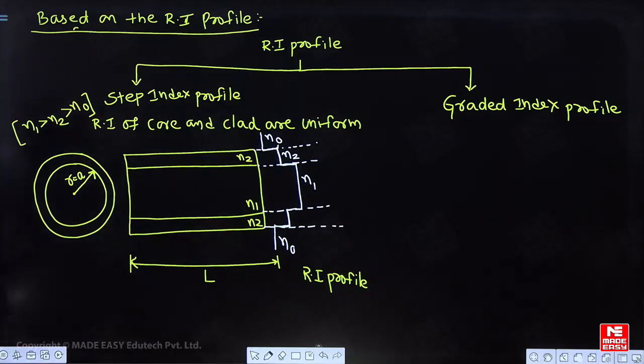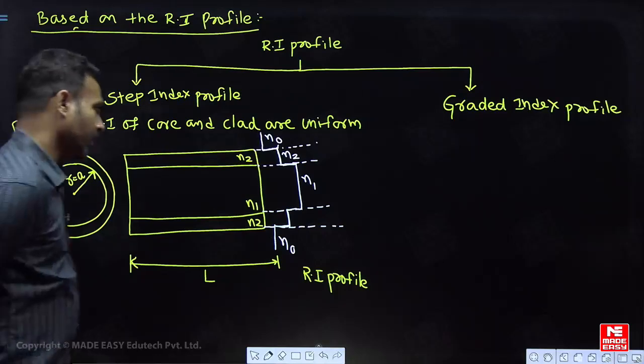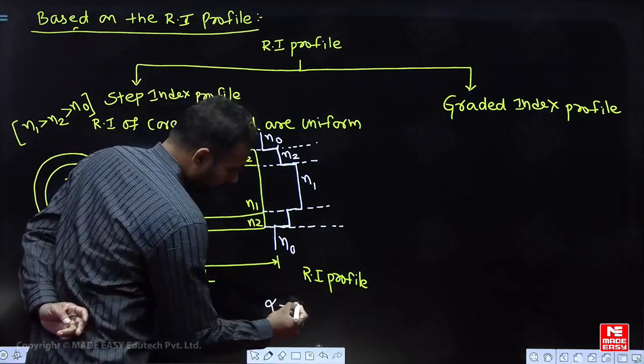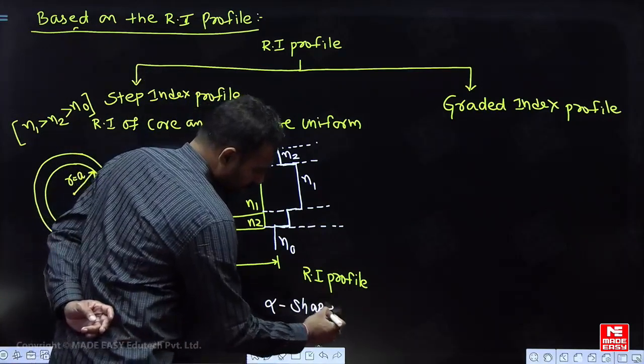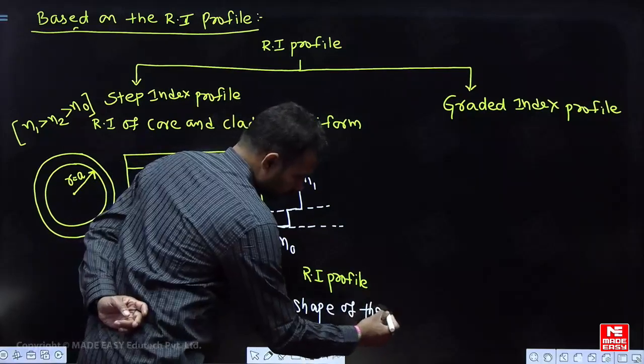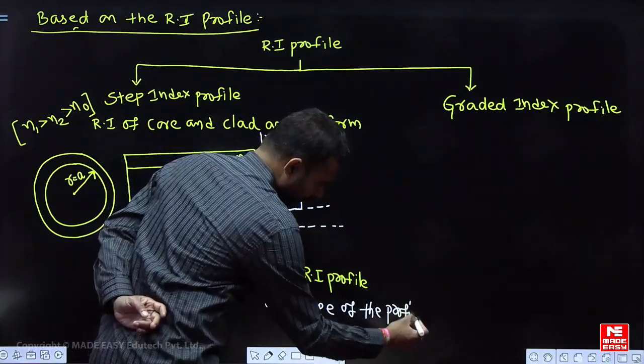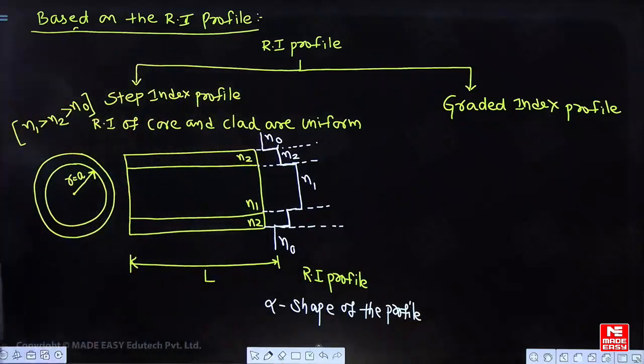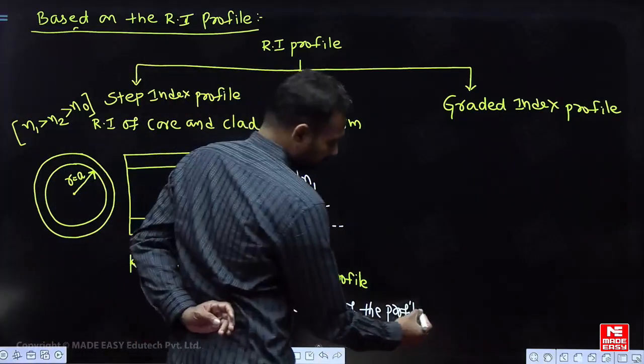I hope everybody in the class understood how we are getting the refractive index. So, the step index profile is where the RI profile is given. Next important point, alpha. Alpha is called the shape of the profile. Alpha gives the shape of the profile, also called the profile number or the profile parameter.